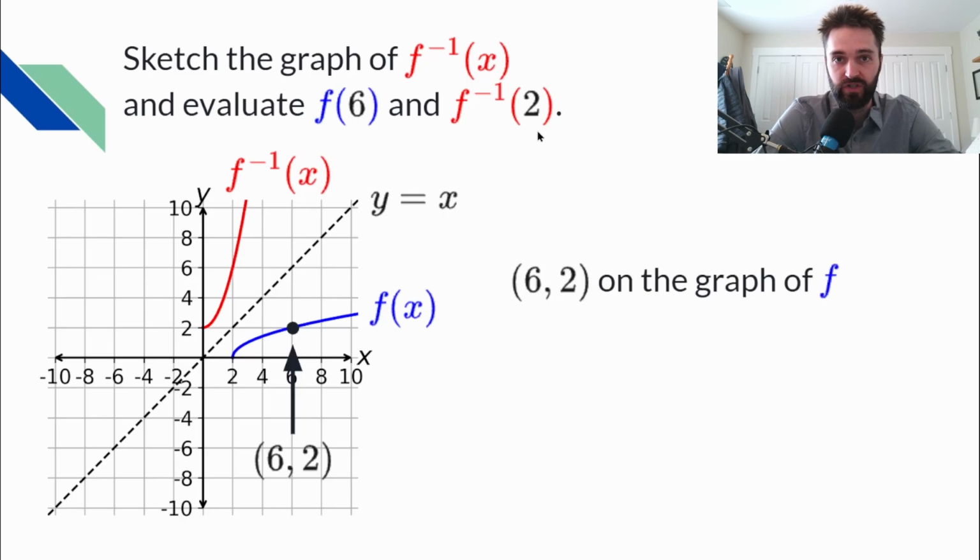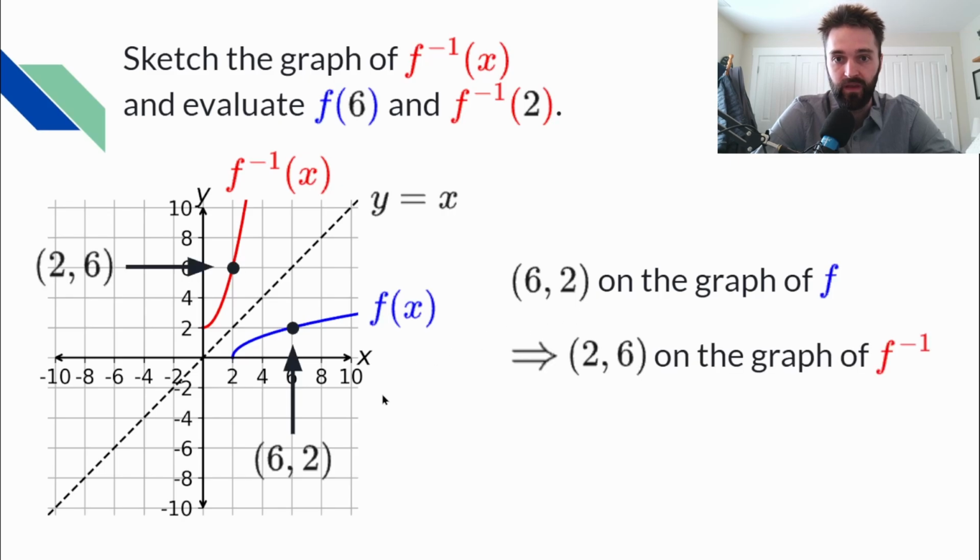To figure out what f inverse of 2 is, let's take a look at that same point, 6, 2 on the graph of f. And we can recognize that if 6, 2 is on the graph of f, then that means that 2, 6 is going to be on the graph of f inverse. Remember, if a point x, y is on f, then the point y, x is on the graph of f inverse. So the input and output are swapped. But that means that if we plug a 2 into the graph of f inverse, it spits out a 6. So that means that f inverse of 2 is equal to 6.